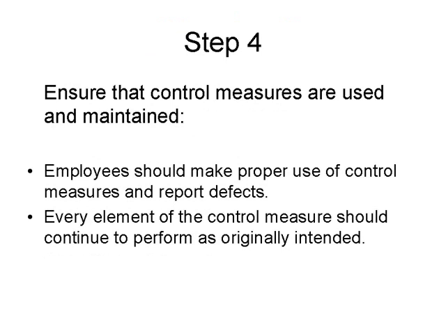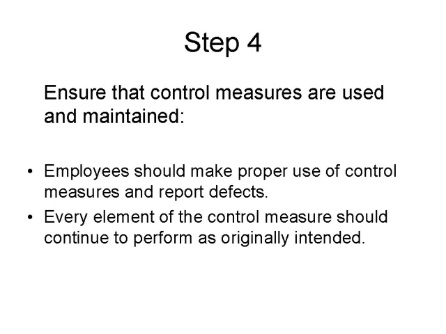Step 4. Ensure that control measures are used and maintained. Employees should make proper use of control measures and report defects. COSHH requires employees to make proper use of control measures and to report defects. It is the employer's responsibility to take all reasonable steps to ensure that the employees do so. Employees should receive suitable training, information and appropriate supervision.